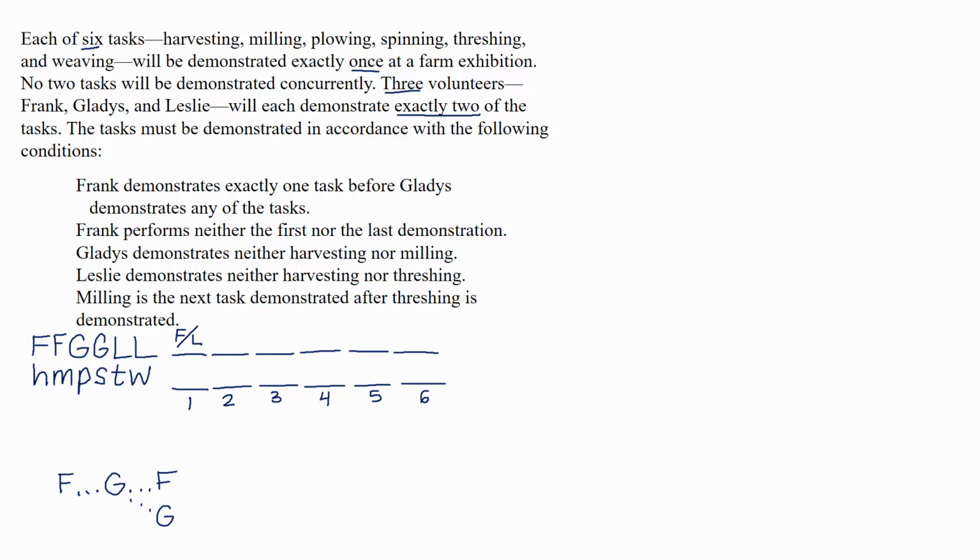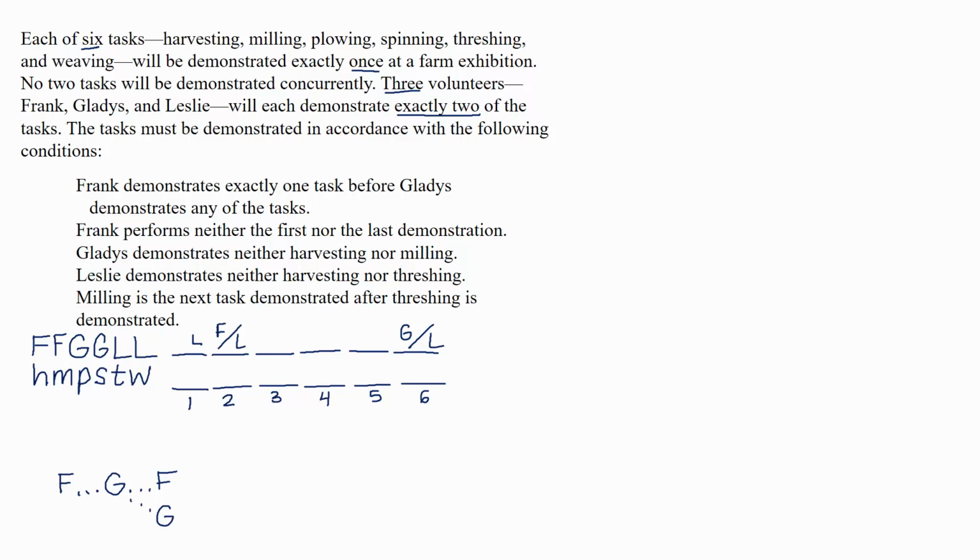If Frank can't be first, that leaves only Leslie to be first. And if Frank can't be last, then we know that either Gladys or Leslie is last. This is great. We have a positive deduction that Leslie must demonstrate first. And what does that mean now for the person who demonstrates second? It can't be Gladys. Remember, Gladys is after Frank. So now we know that the second demonstration is either Frank or Leslie.